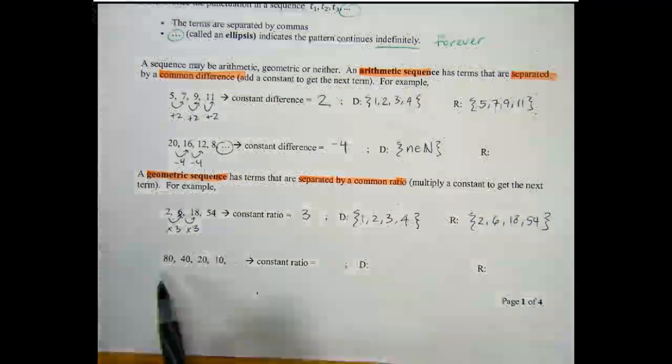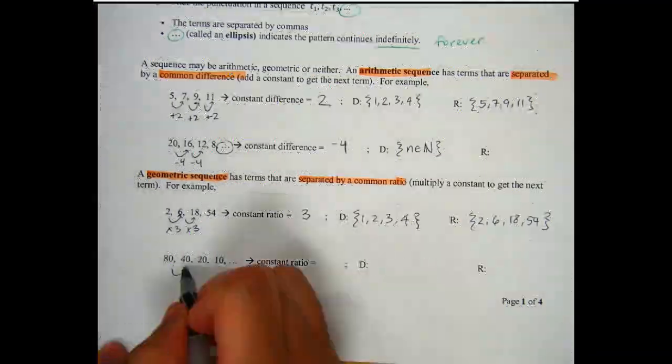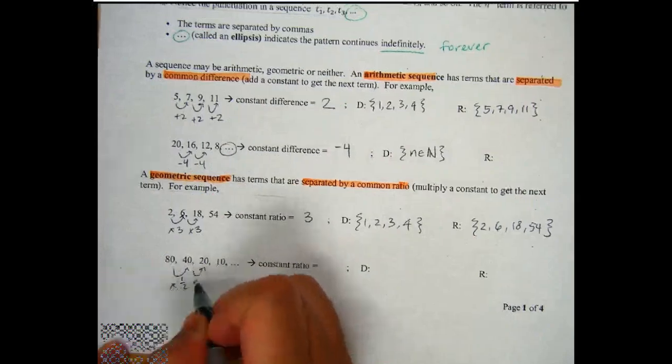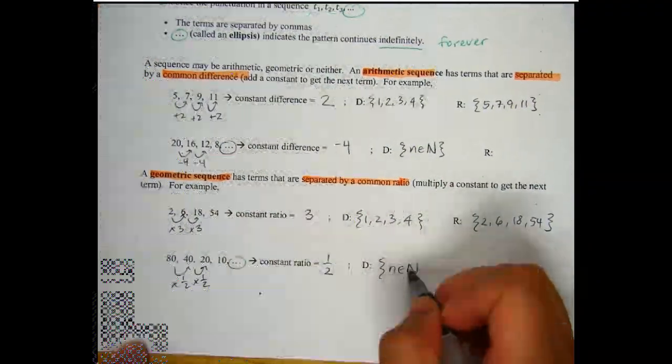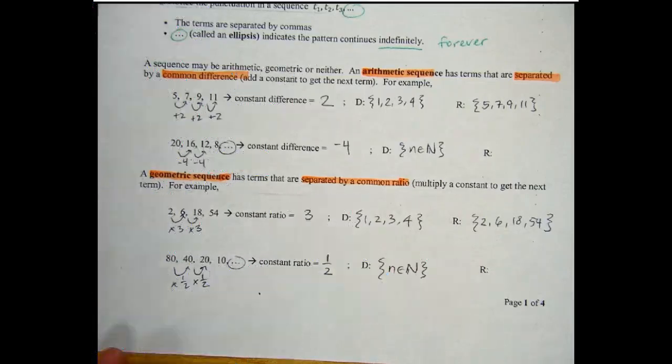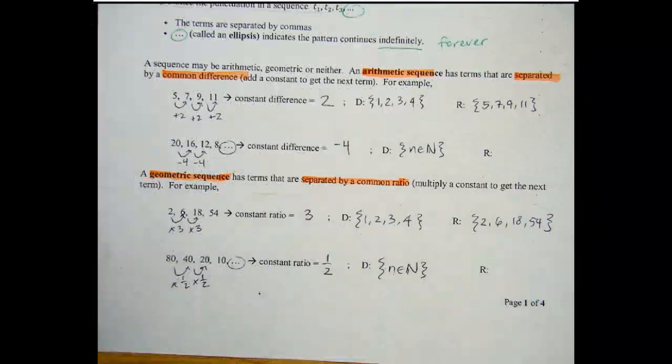And last example here on this page, 80, 40, 20, 10. You would have to multiply by half every time to get these terms. So constant ratio is half. The domain, again, because of the ellipsis, we're going to have the set of natural numbers for our domain. And for the range, we'll come back to it after we go over some formulas for the general term.